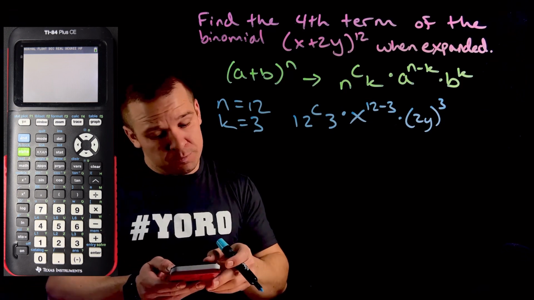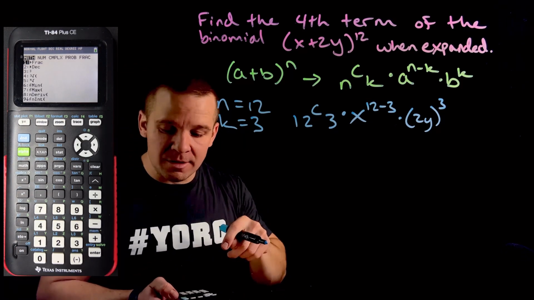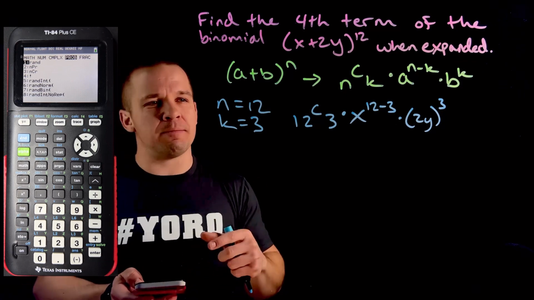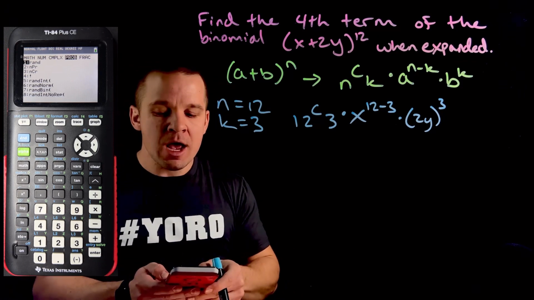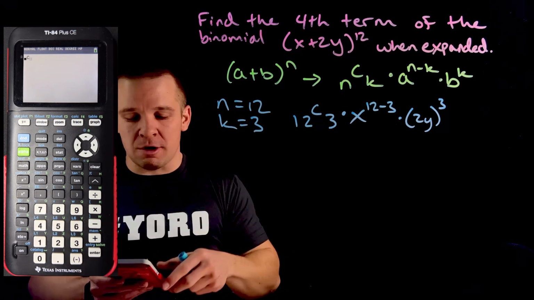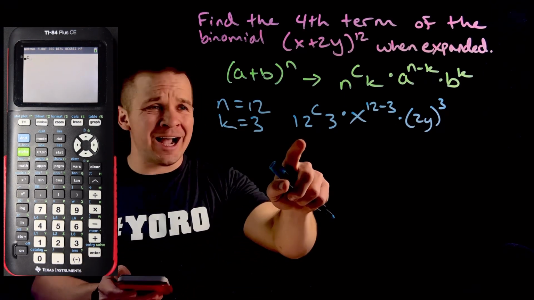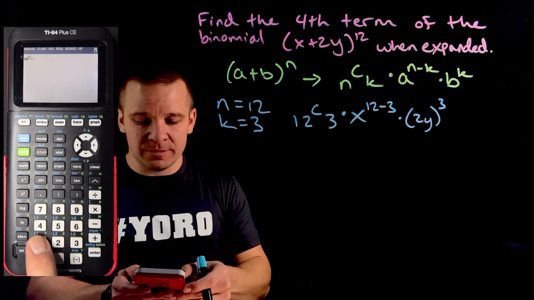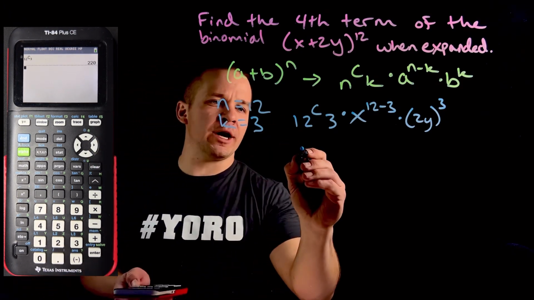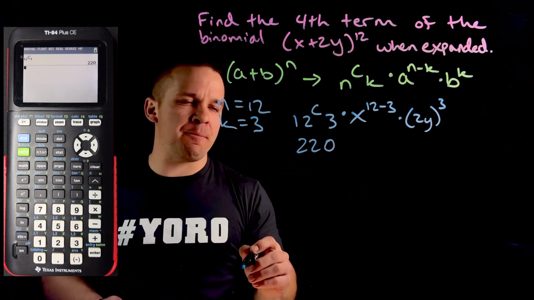We're going to hit math and arrow over to prob, which stands for probability. Anyway, nCr, n choose r, is option 3 right there. We're going to hit enter. I can just type that in: 12, arrow over, choose 3. Boom, 220. So we get 220 for that right there.